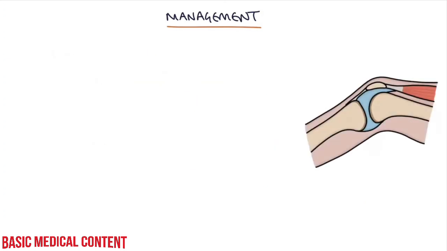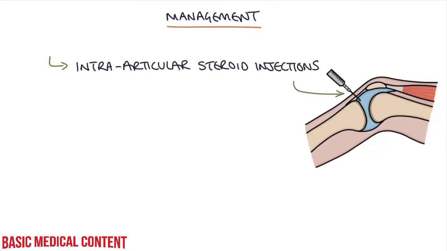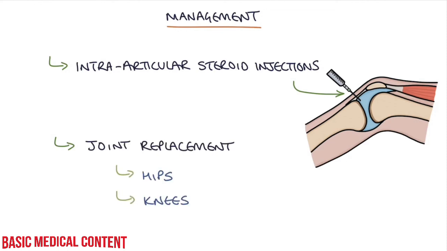The two final things to talk about are intra-articular steroid injections, which can provide temporary reduction in inflammation and improve the symptoms. And the other is joint replacement, which can be used in severe cases. And the hips and the knees are the most commonly replaced joints.